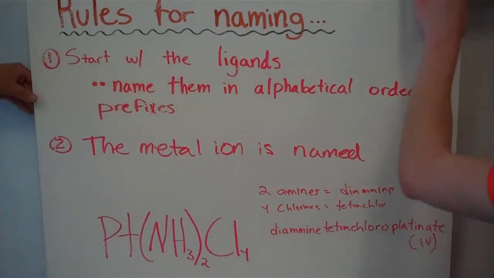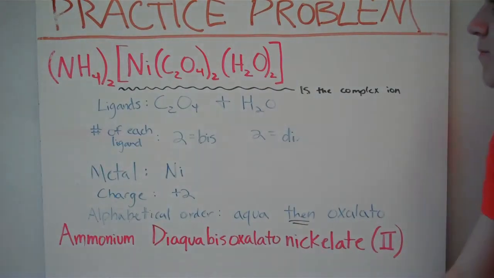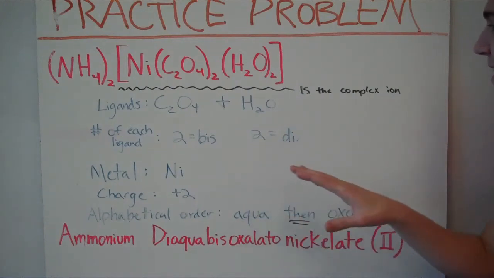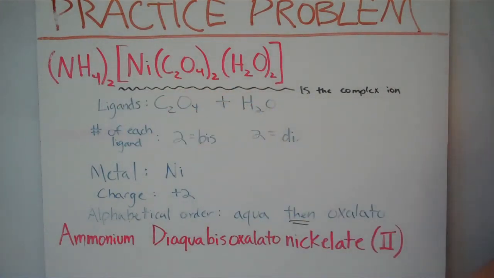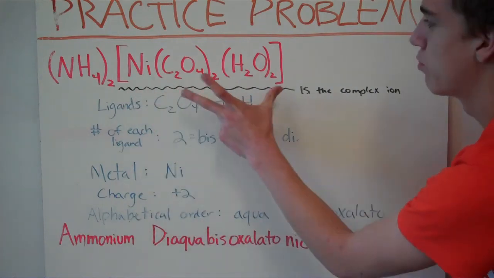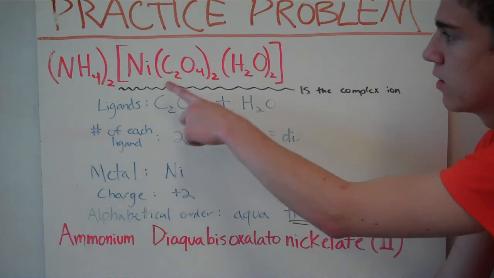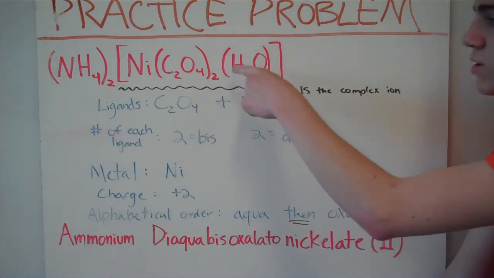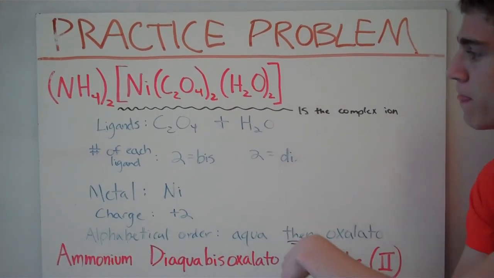So now that we're starting to get the hang of it, let's try a practice problem. Wow, this looks scary. But don't worry, this part is not part of the complex ion. The complex ion is often put into brackets. So let's break down the brackets. 2 oxalates and 2 water molecules.